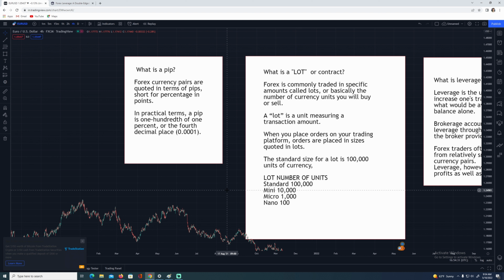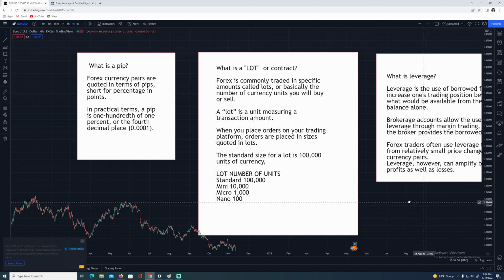So what is a pip? Forex currency pairs are quoted in terms of pip, short for percentage in point. In practical terms, a pip is 1/100 of 1%, or the fourth decimal place in the price. So what do we mean by that?